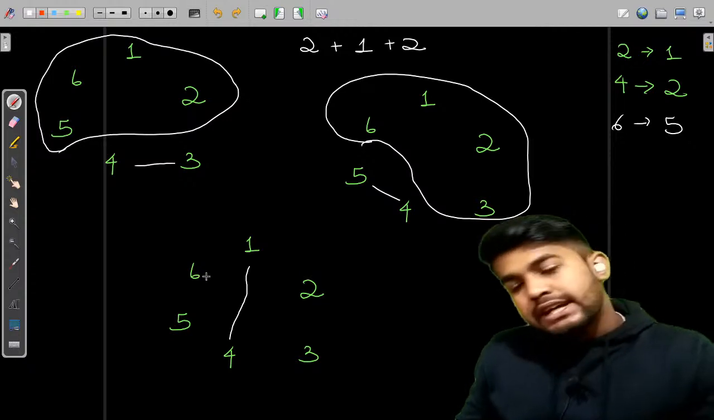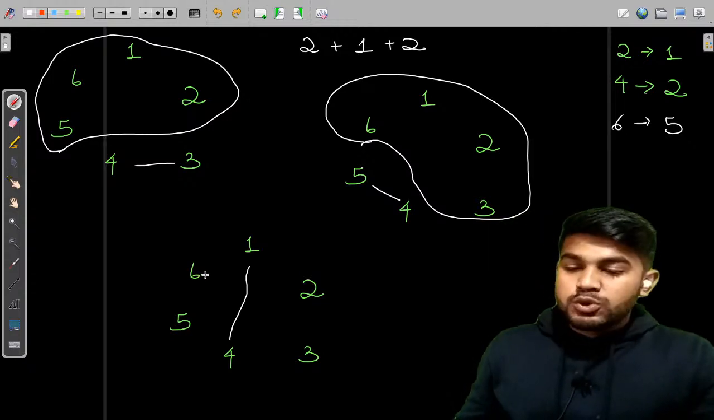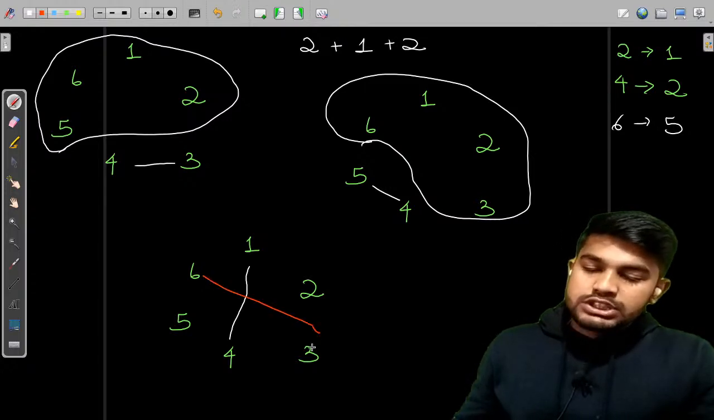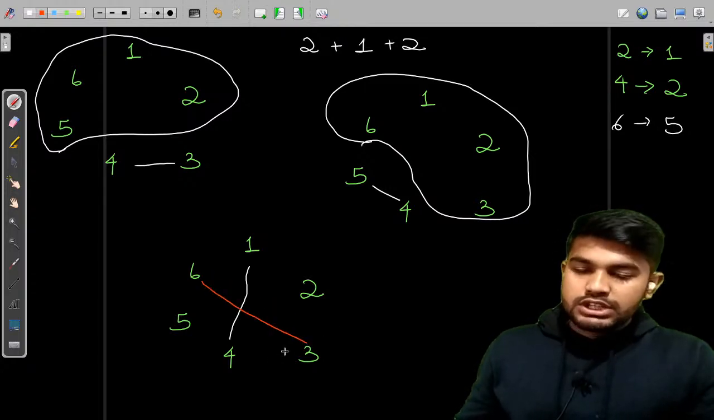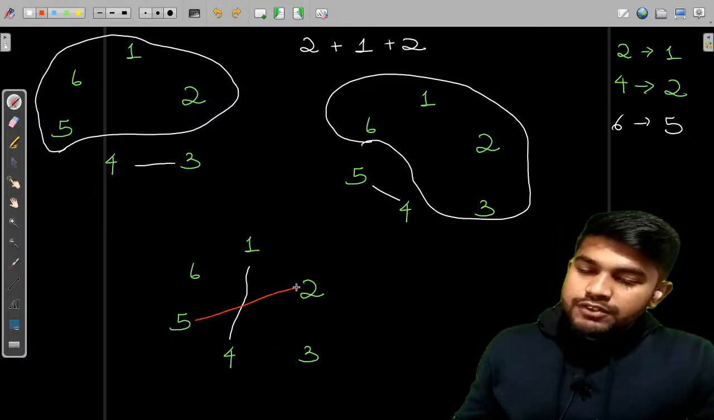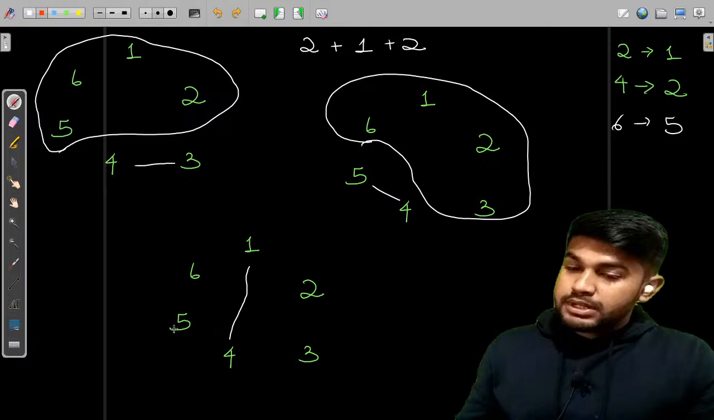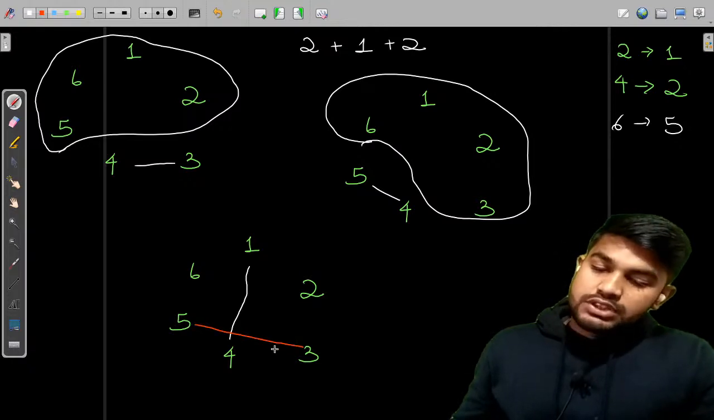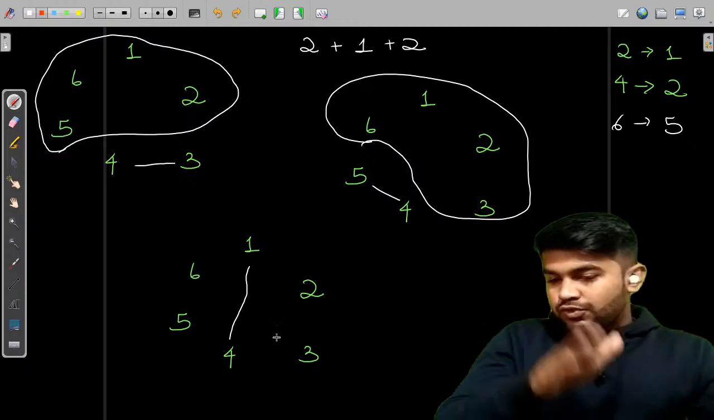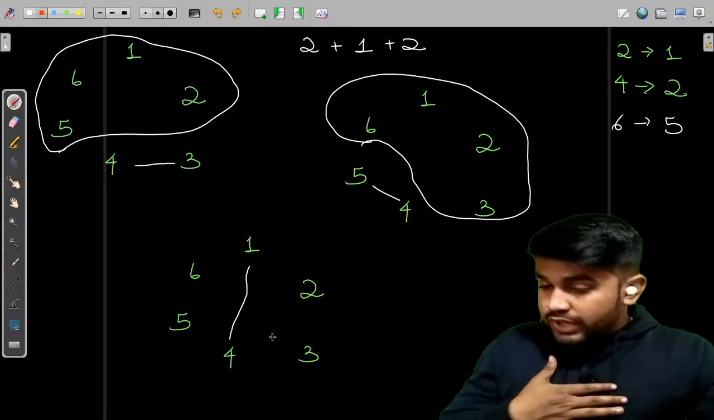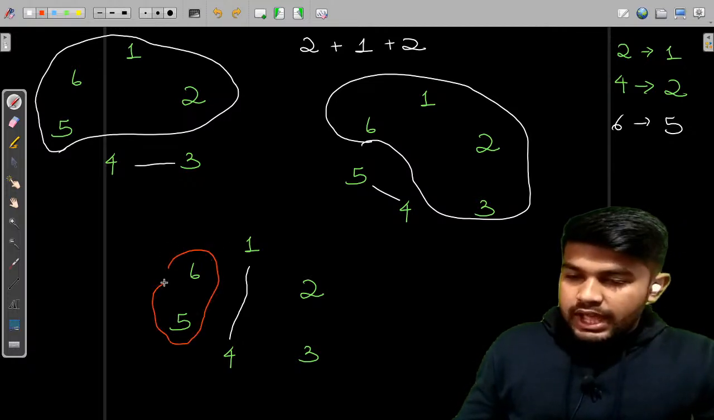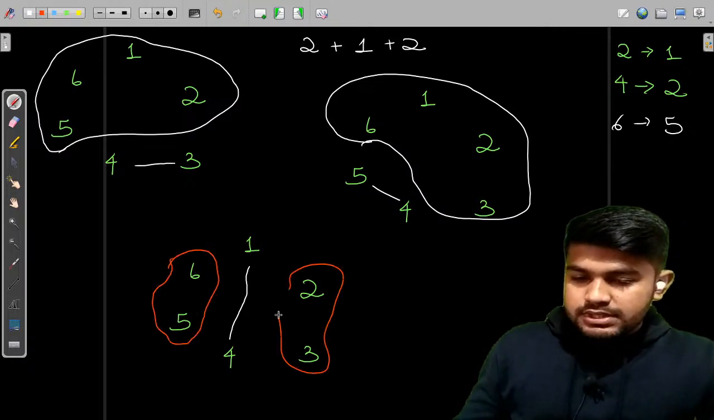Now let's take the case of 6 also. If 6 is doing a handshake with 2, this is not possible. If 6 is doing a handshake with 3, this is also not possible. If 5 is doing a handshake with 2, this is also not possible. If 5 is doing a handshake with 3, this is also not possible. That is why there is a cross between them. So we can say that we need to build up the handshake between these.